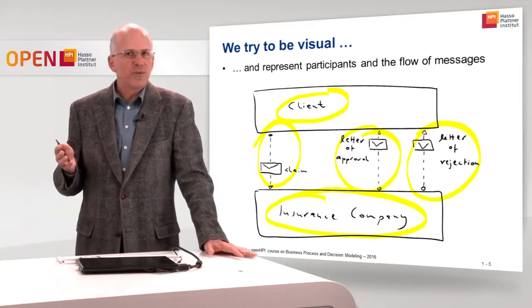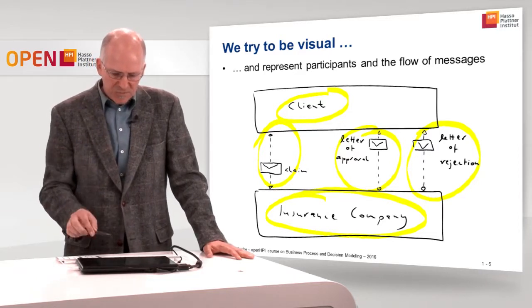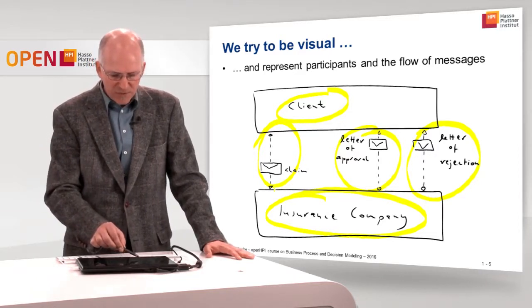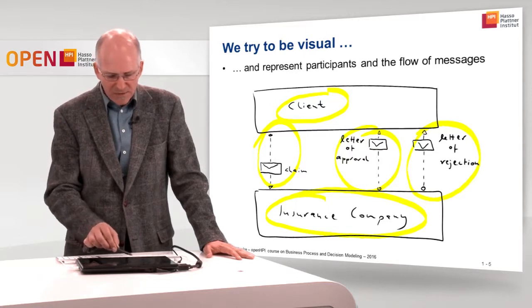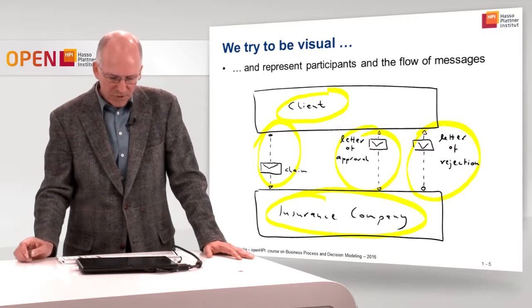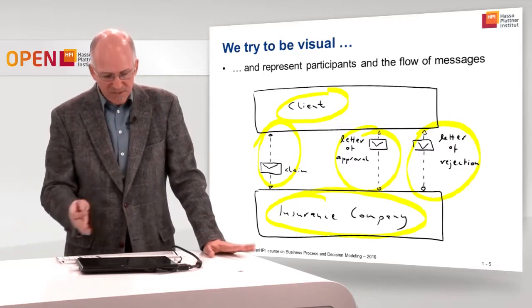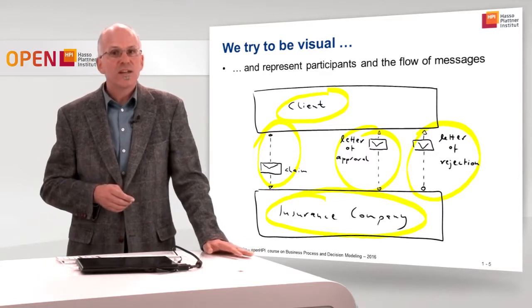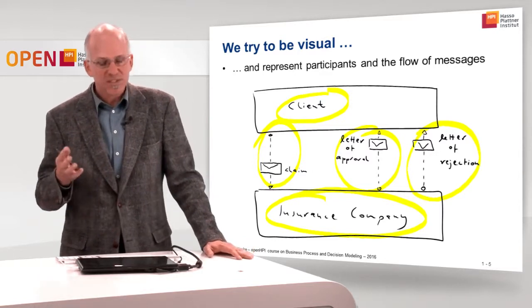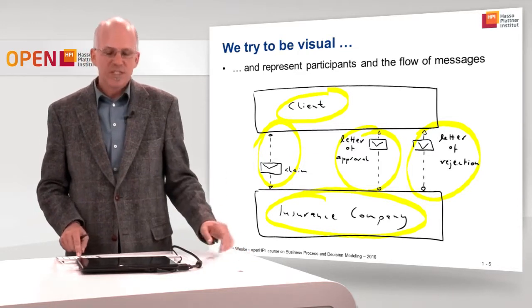However, it's far from being a complete process specification because, for instance, we see only the potential flow of messages. So either the insurance company would send a letter of approval or the insurance company would send a letter of rejection, but not both at the same time. But this information is not reflected in this visual representation in this first model that we've been looking at. So we will need to have a bit more detail there.